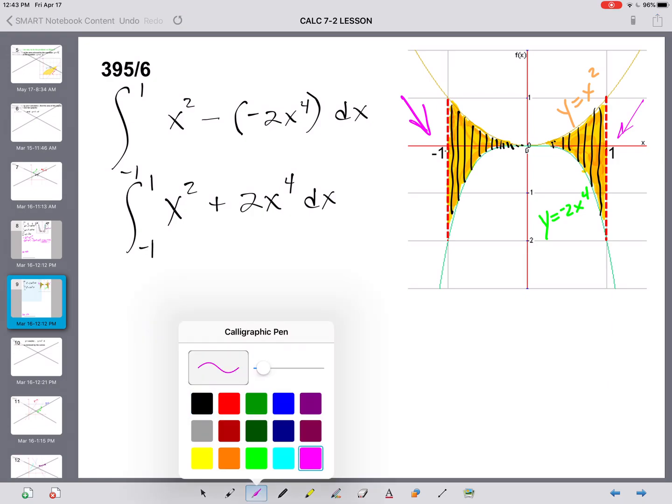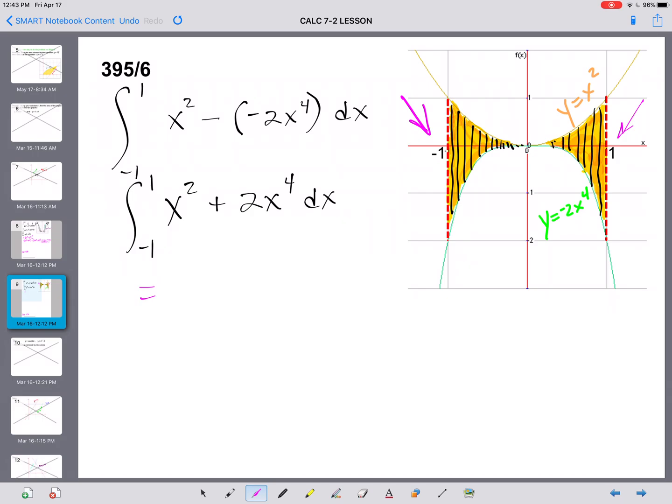Okay, antiderivative now. Antiderivative of x squared, that's going to be 1/3 x to the 3rd. Keep going. Antiderivative of 2x to the 4th? Well, I know it's going to be x to the 5th. 5 times what gives me 2? Yeah, it's got to be 2/5. There you go. Straight evaluation bar, -1 to 1. Go ahead and plug them in. We got 1/3 times 1 cubed, plus 2/5 times 1 to the 5th.